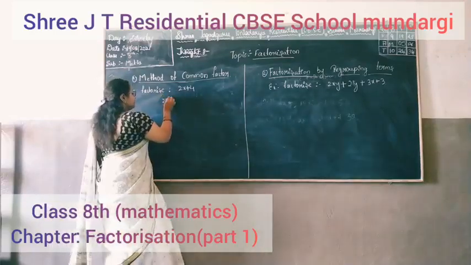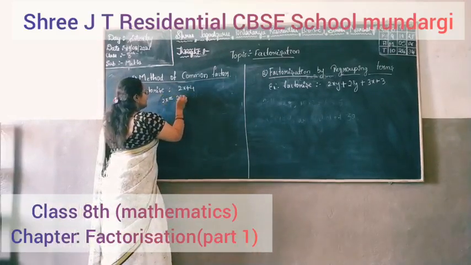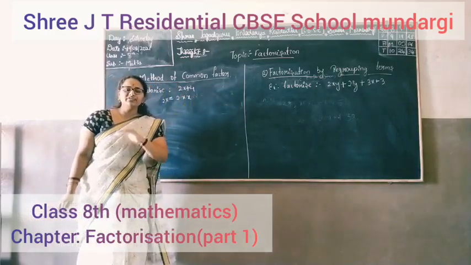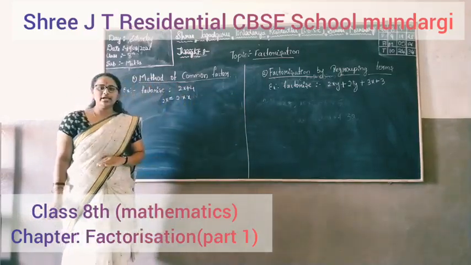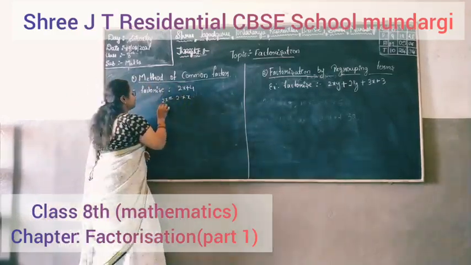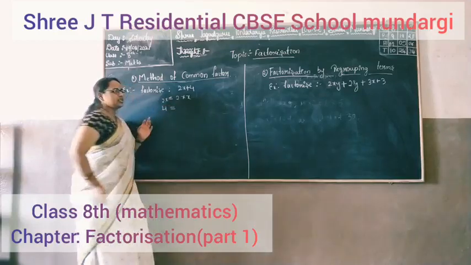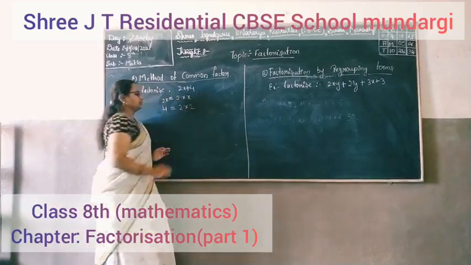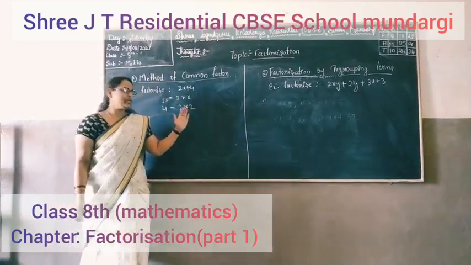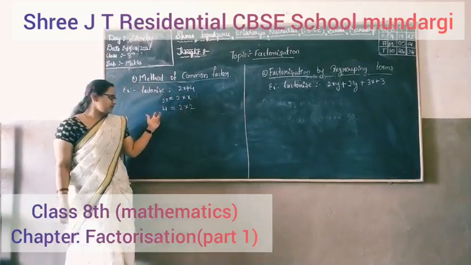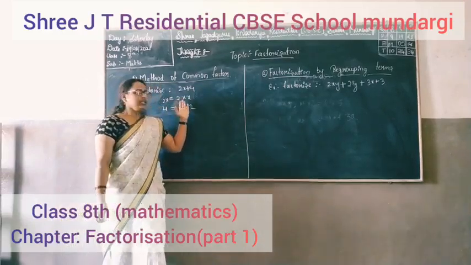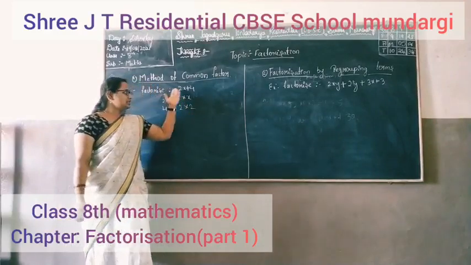So you have to write the factor first, 2 into x. So these 2 and x are the factors of 2x. Okay. So next come to this second one, 4. So 4, the factors are 2 into 2. So 2 into 2, it is the factors of number 4. So next go to solving, factorize the number.